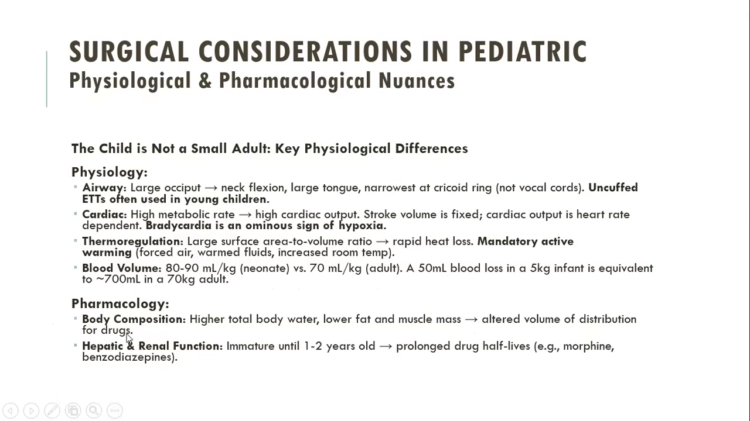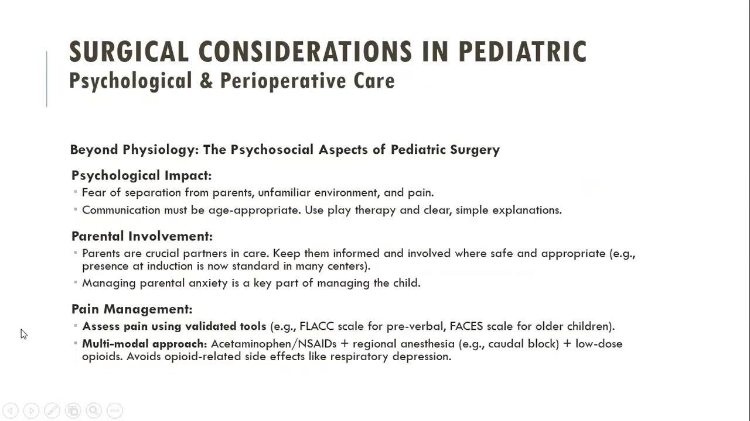Now, in the pharmacology of pediatric patients, their body composition is such that they have higher total body water and lower fat and muscle mass, and this causes an altered volume of distribution for drugs. Hepatic and renal functions are immature until 1 to 2 years old, and they have prolonged drug half-lives whenever you are giving them morphine or benzodiazepines.